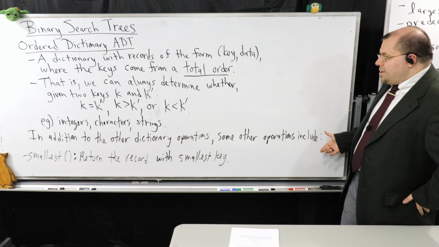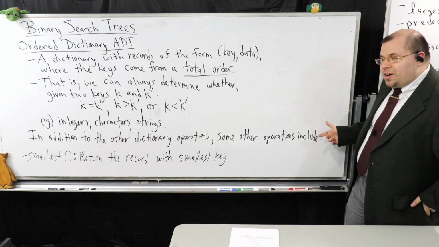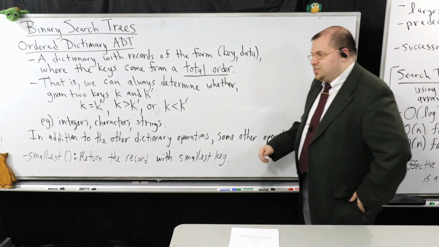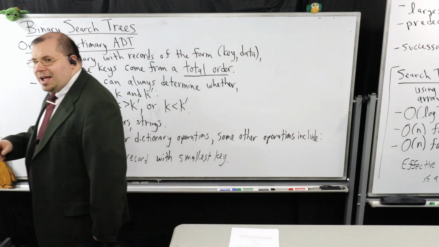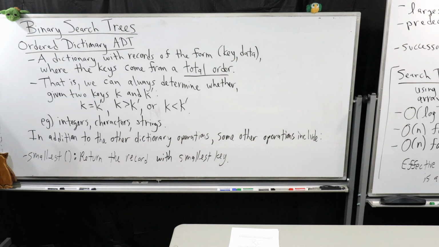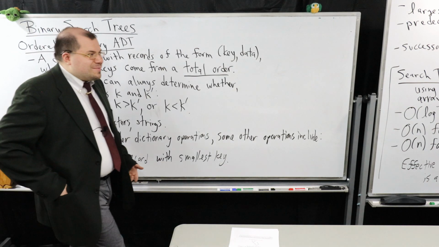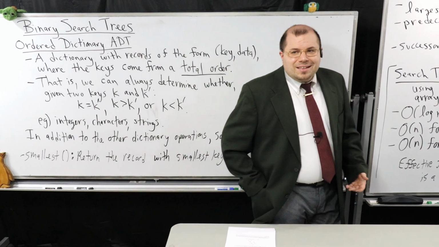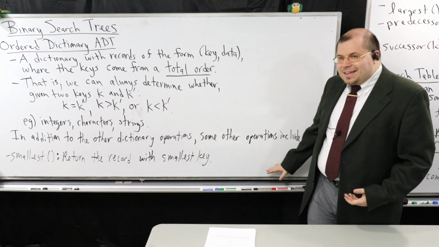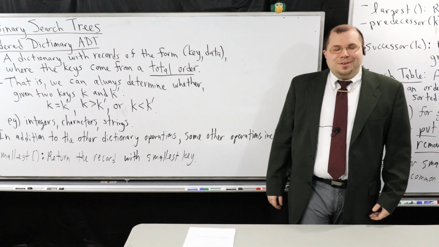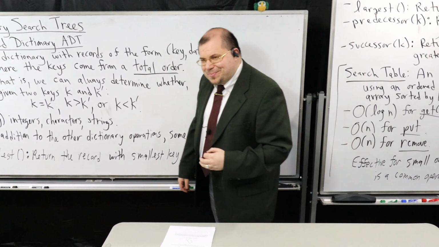So usually with an ordered dictionary, we can define all sorts of other operations too, because of the fact that the keys can be ordered from smallest to largest, for example. I could give you operations like smallest, which will return the record with the smallest key. It makes sense, right? I have some other ones too that I also want to tell you about.